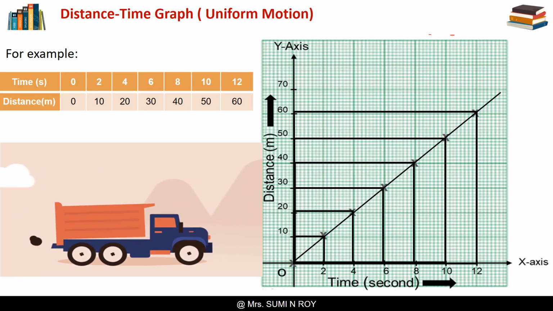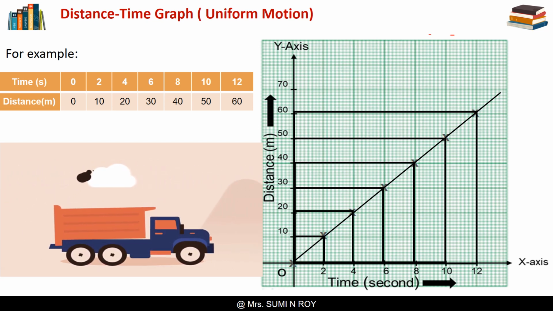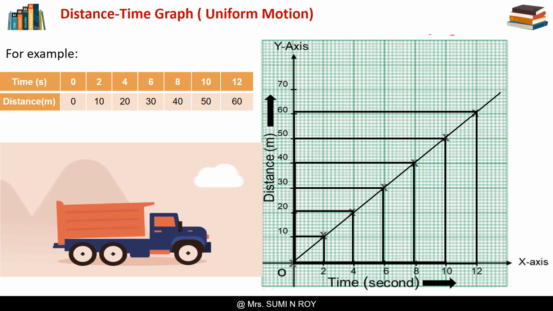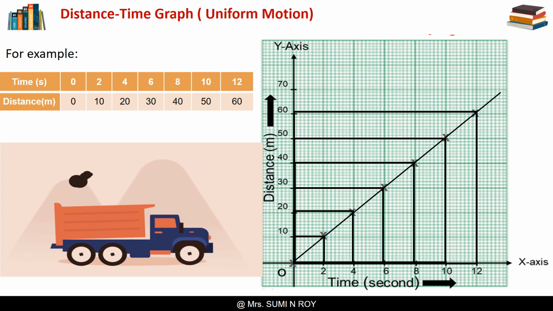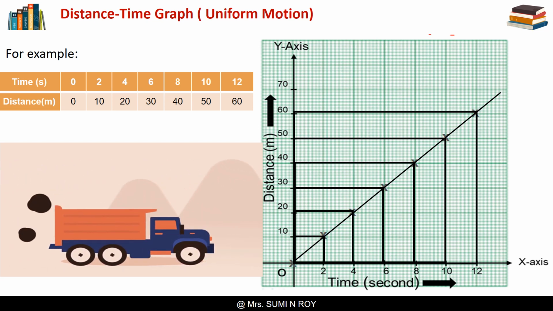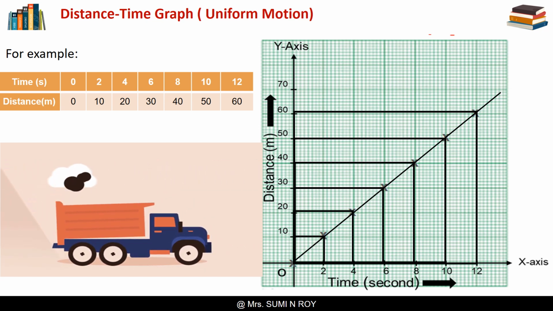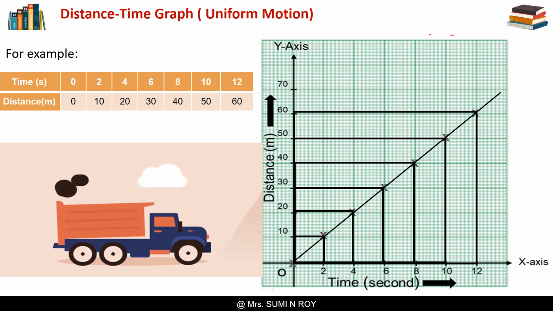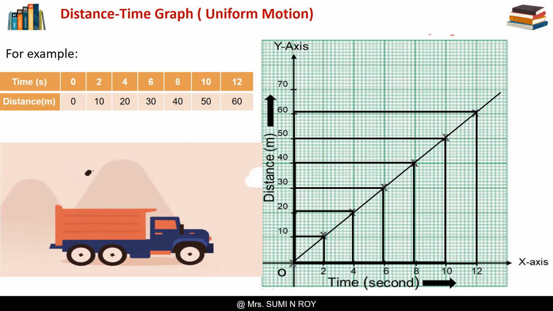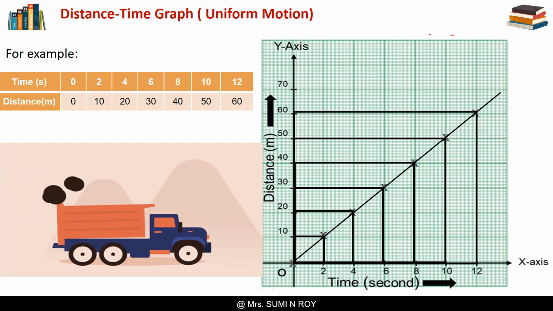Distance time graph for uniform motion. A body has a uniform motion if it travels equal distance in equal intervals of time. For example, a truck running at a constant speed of say 10 meters per 2 seconds will cover equal distances of 10 meters every 2 seconds. So its motion will be uniform. Thus, the distance time graph for uniform motion is a straight line as shown in figure.